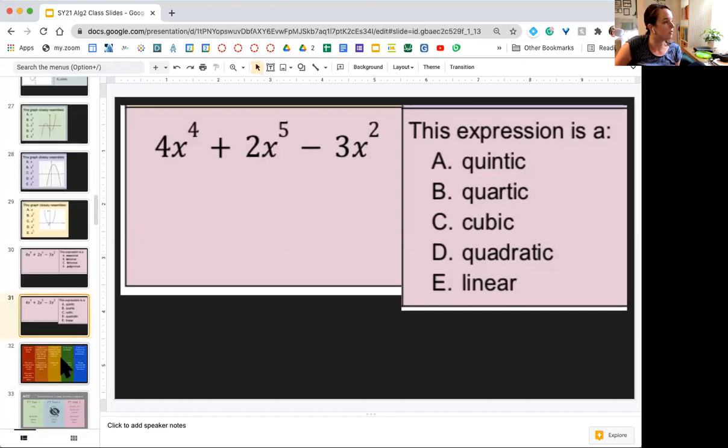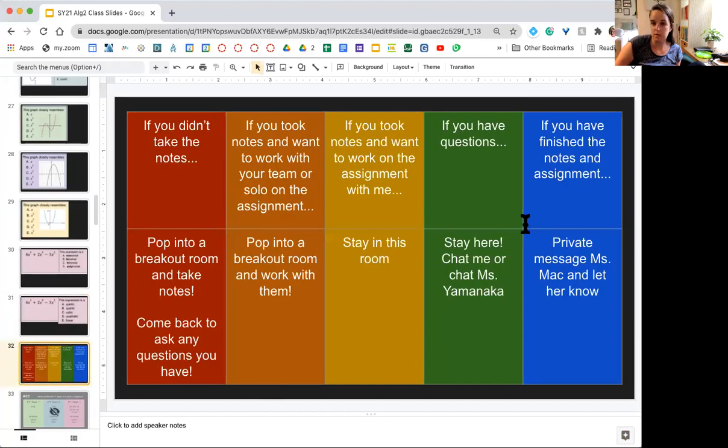Okay. If we're going to split out as we normally do, our notes, people who didn't take the notes are already there. If you already took the notes and you want to work solo, you're welcome to. You can pop into a breakout room if you want. You can stay with me if you want. If you have some questions, feel free to stay here. I know at least one person said that they had a few questions after watching the notes. You can stay here. You can either chat me or chat Miss Yama. And if you finish the notes and the assignment, just send a private message to me at this time, and then I will double check your Canvas.